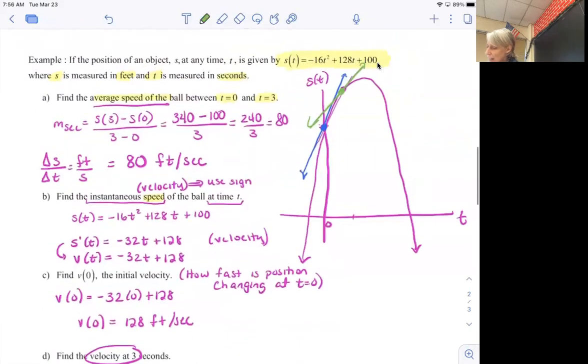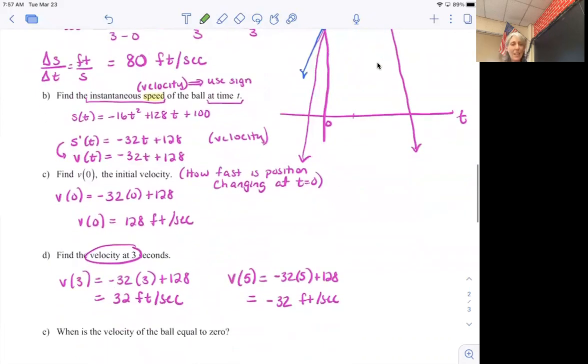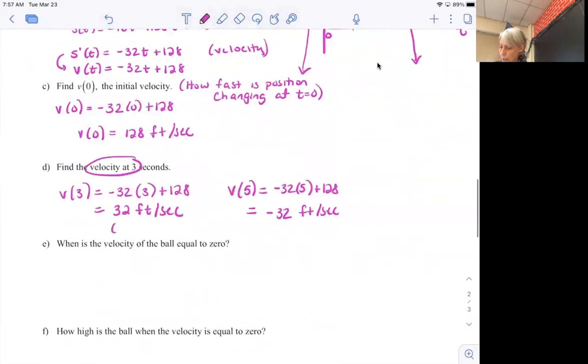When t is 5, I get negative 32. My slope is negative 32 feet per second. This just means it's moving up, and this means it's moving down. That's all. So if the question has velocity, leave your sign in your answer.